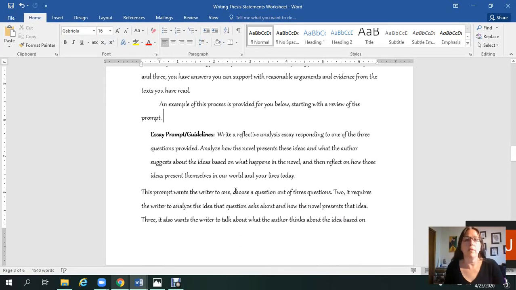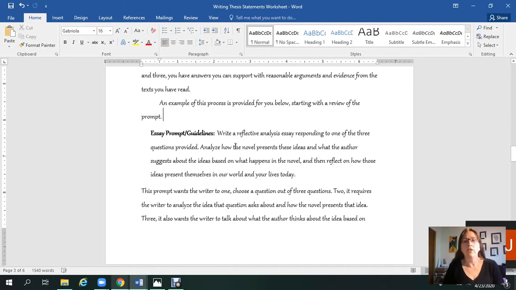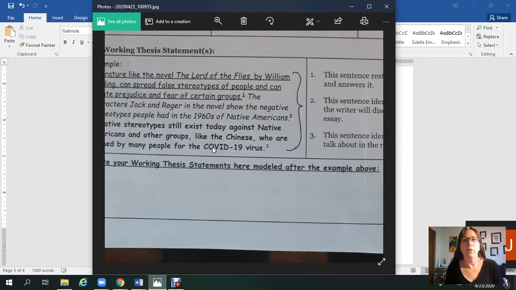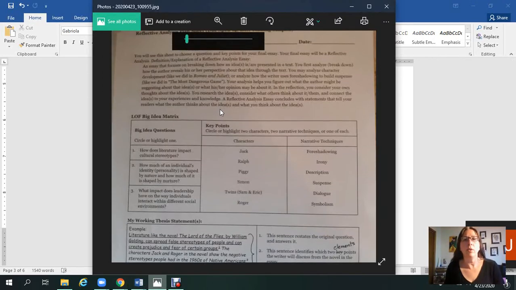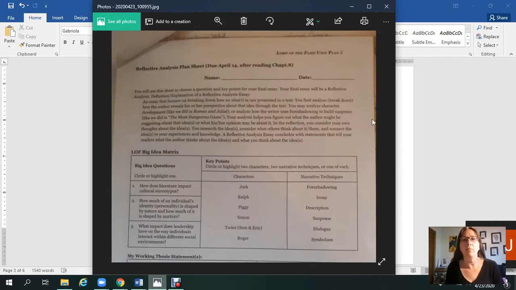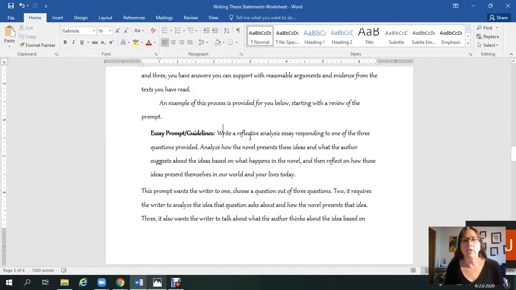First of all, let's review the essay prompt and guidelines. On the sheet that we provided for you, in our rush, I did not write the prompt as well as I could. I did more of an explanation of what an analysis is and what a reflection is, so that you would understand that you're writing a reflective analysis. Because of that, I've provided you with this explanation, this prompt.